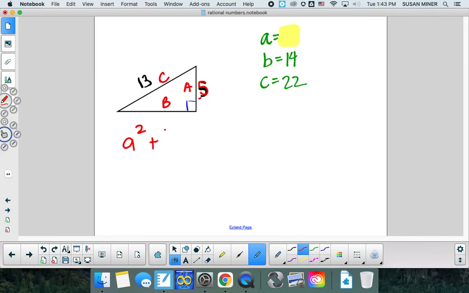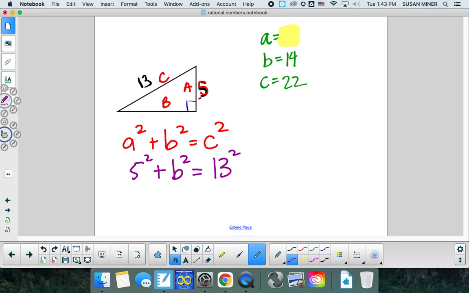A squared plus B squared equals C squared. This time, I know what A is, so I can substitute A in for A: 5 squared. Now, if you don't love the parentheses, you don't have to put them in there. I just put the parentheses in to show that I've substituted something in for A. But we could also just write it as 5 squared, plus B squared equals 13 squared. I'm just substituting the side length in for the letter because I know what that side length is.